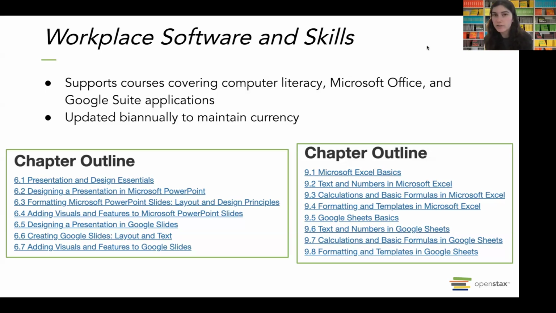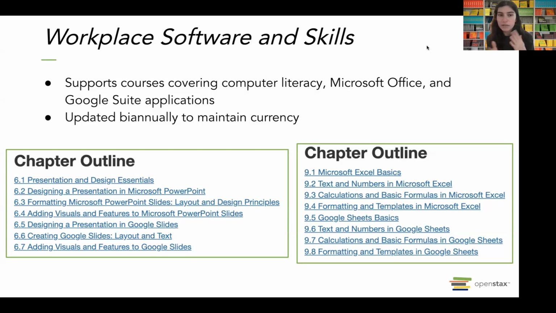Workplace Software and Skills is OpenStax's version of a business computer applications textbook, and this book is designed to flexibly support a variety of courses covering computer literacy, Microsoft Office, and Google Suite applications. Our research has shown that about 55% of business computer application courses focus solely on Microsoft Office applications, meaning that nearly half of courses focus either solely on Google Suite applications or on both Microsoft Office and Google Suite. So we wanted to ensure that our book would meet the needs of instructors covering that diverse array of courses.